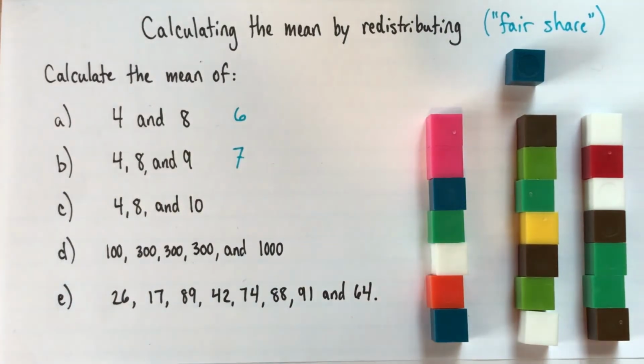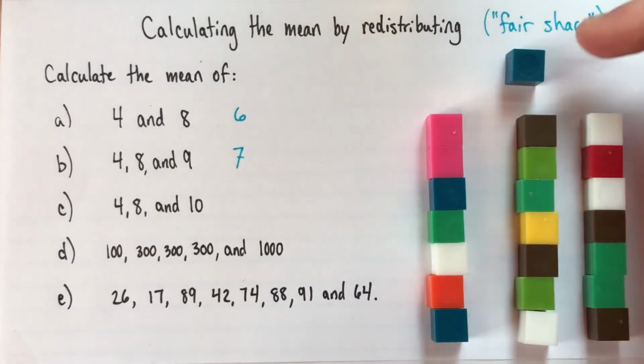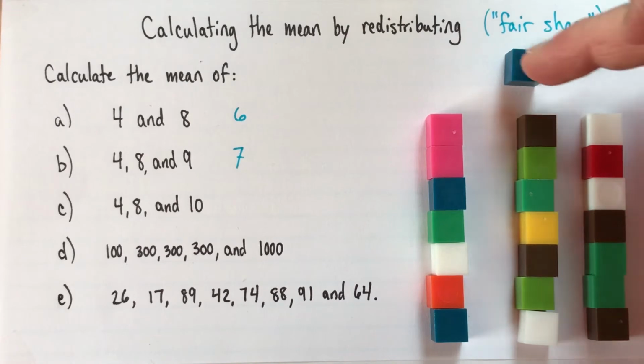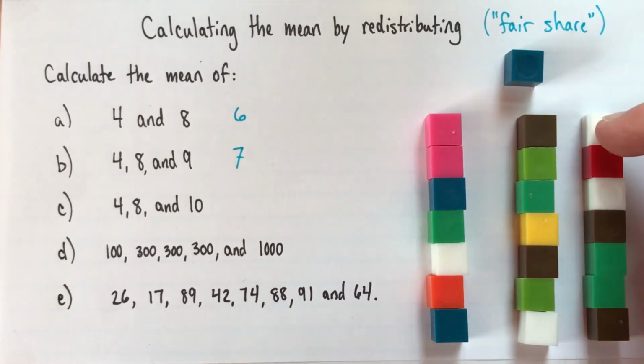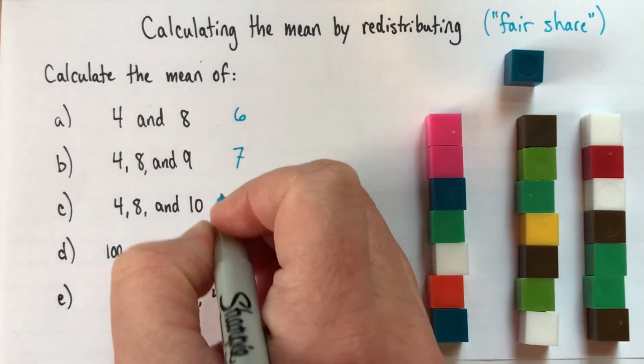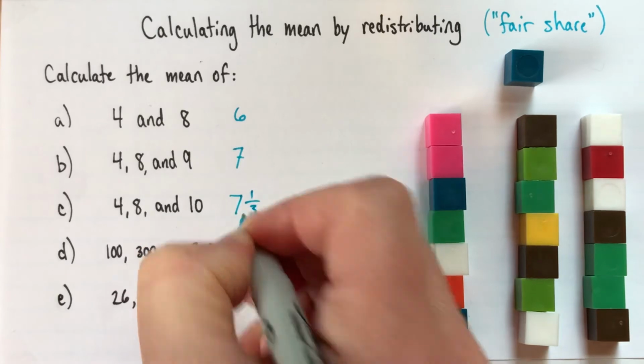So with whole numbers, there's no way we can do that, but we can absolutely do that with fractions. If we imagine cutting this in thirds, which I'm definitely not going to do, but you can certainly imagine, we could give a third to the first pile, a third to the second, and the last third to the third pile. So the mean of 4, 8, and 10 is 7 and a third.